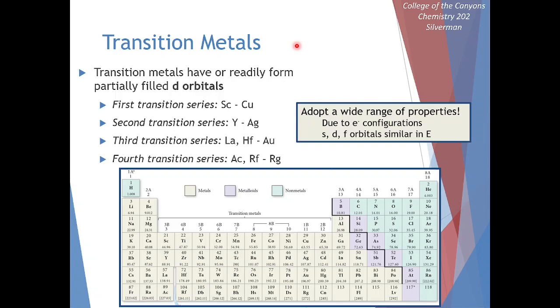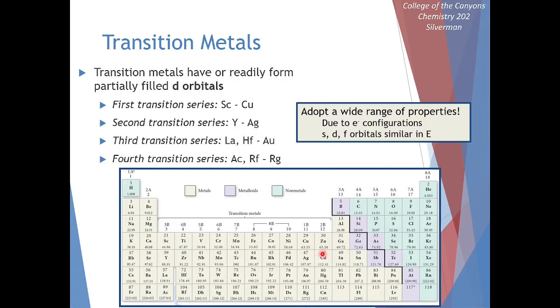Transition metals, here we can have a definition. These are going to be metals that have partially filled d orbitals. We're going to look for electron configurations that have partially filled d orbitals. Looking at the periodic table, the transition metals will start here with Sc, scandium. Call this the first transition series, elements 21 out to about 29.